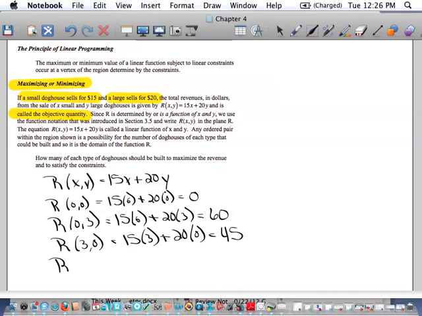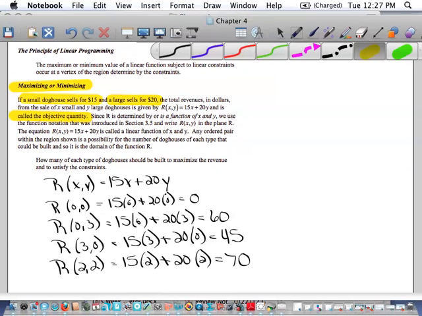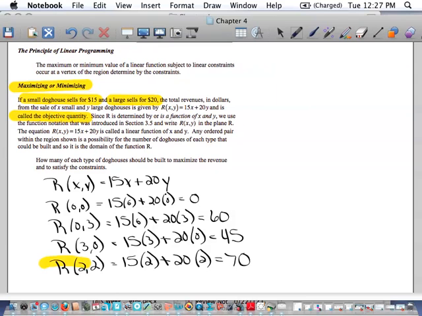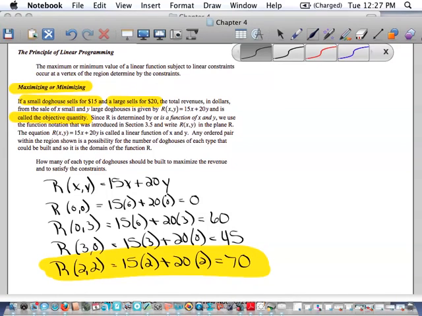The other vertex was at (2, 2), meaning he would produce 2 small doghouses and 2 large doghouses for a revenue of $70. So when you look at this, you're looking for a maximum value, because it's revenue. The maximum value occurs at 2 small and 2 large doghouses. So that's what he should produce to maximize his profit.